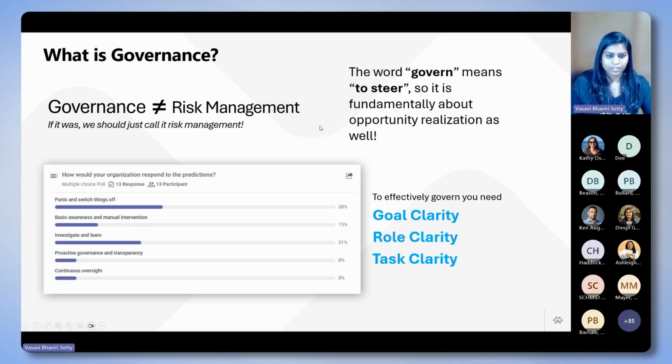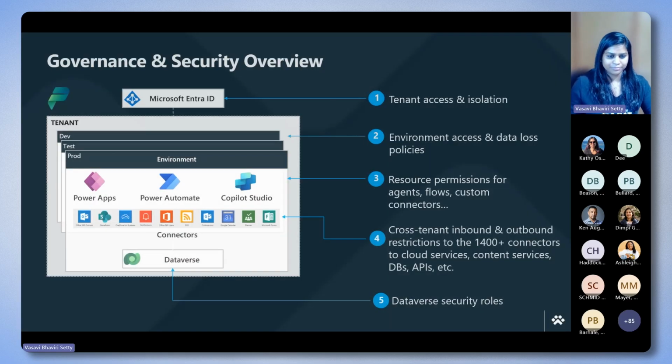So I will not spend the time on goal clarity, role clarity, task clarity here, but I wanted to bring this up on how you should approach governance and think about governance as proactive, right? Not reactive. What can you do ahead of time to provide that safe and secure environment so your makers can confidently go in, build agents, and admins can confidently enable those makers?